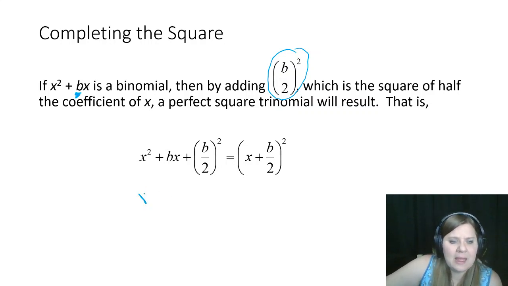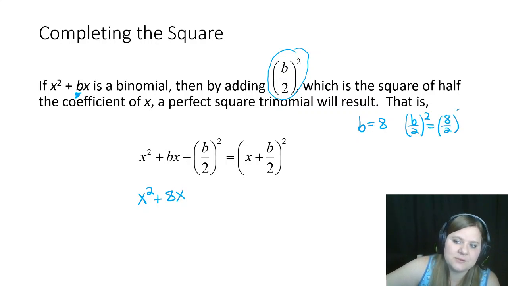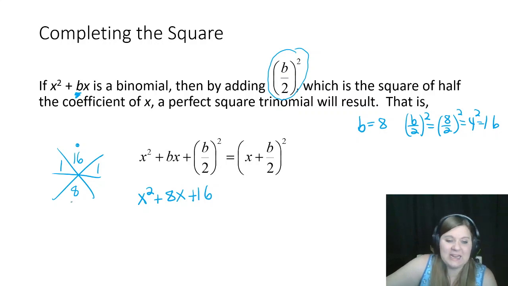Let's say I gave you x squared plus 8x. In that case, my b is 8. So (b divided by 2) squared is 8 divided by 2 squared, which is 4 squared, which is 16. So when I'm adding 16 at the end of this, I can now factor this and I ask myself, okay, a times c is 16, b is 8, a is 1. What two numbers multiply to 16 and add to 8? Well, that's 4 and 4.